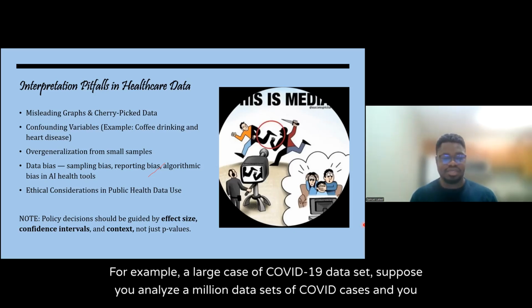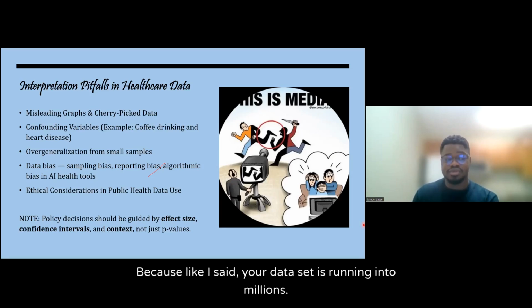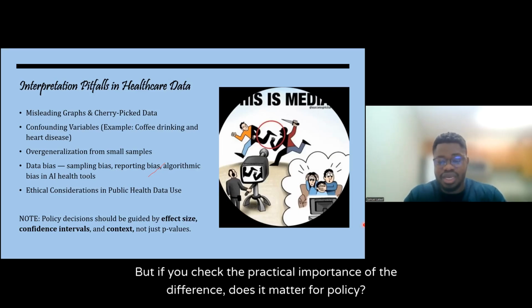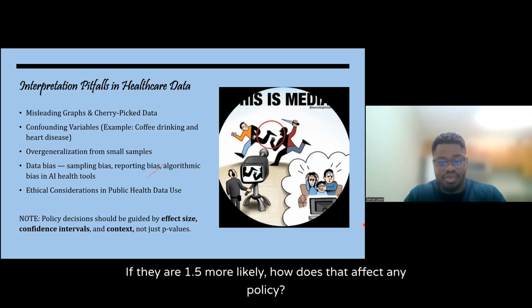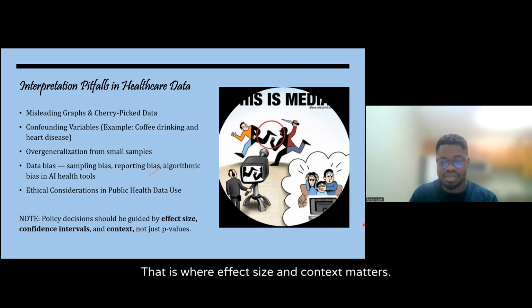For example, in a large COVID-19 data set, suppose you analyze 1 million COVID cases, and you find that men are 1.5% more likely to be hospitalized than women, because, like I said, your data set is running into millions. But if you check the practical importance of the difference, does it matter for policy? If they are 1.5% more likely, how does that affect any policy? How does that affect anything? Does it affect? Maybe, maybe not. That is where effect size and context matter.